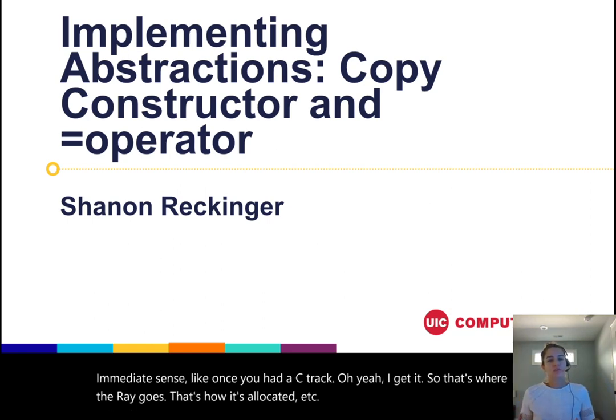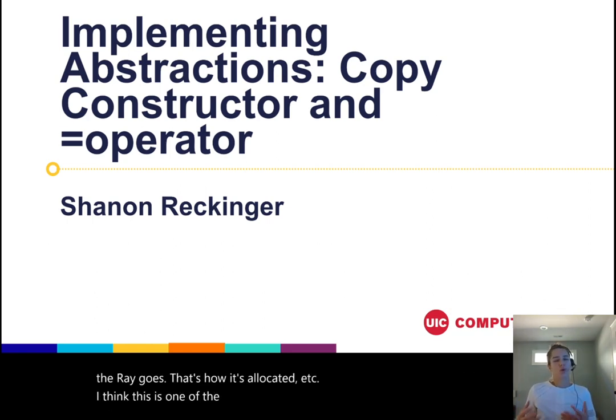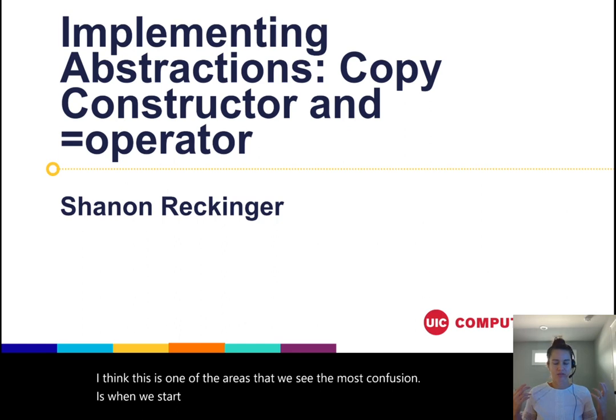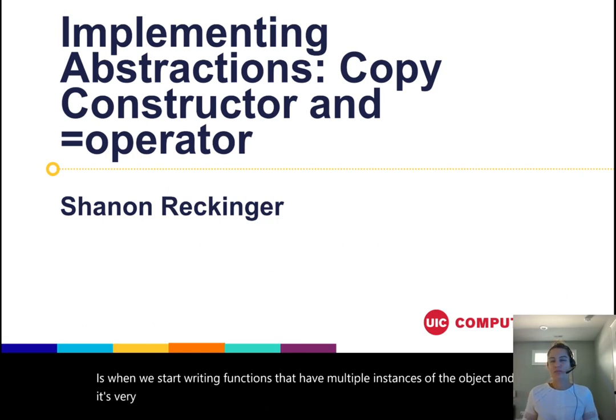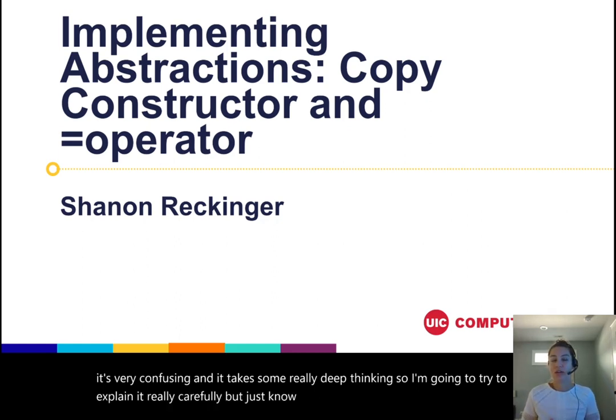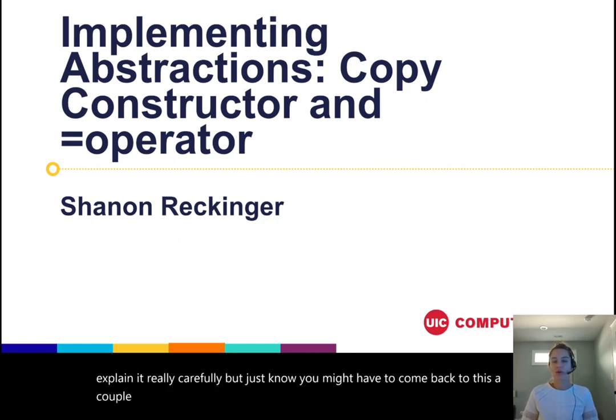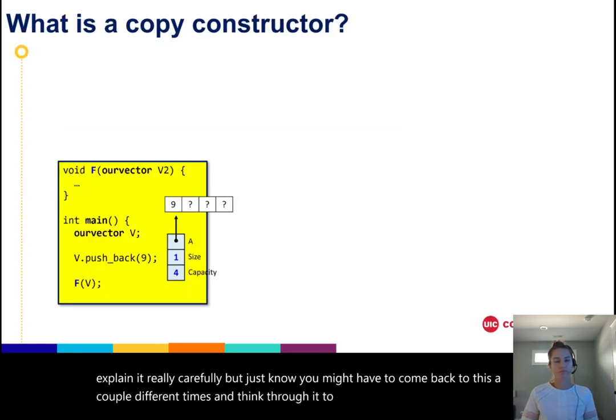I think this is one of the areas where we see the most confusion, when we start writing functions that have multiple instances of the object. It's very confusing and it takes some really deep thinking. So I'm going to try to explain it really carefully, but just know you might have to come back to this a couple different times and think through it to really get it.